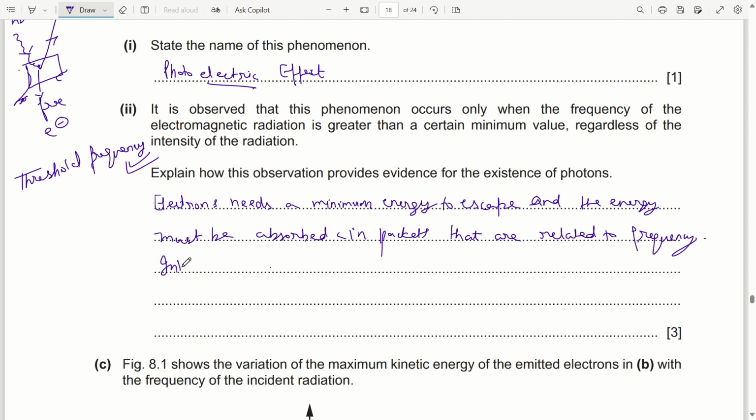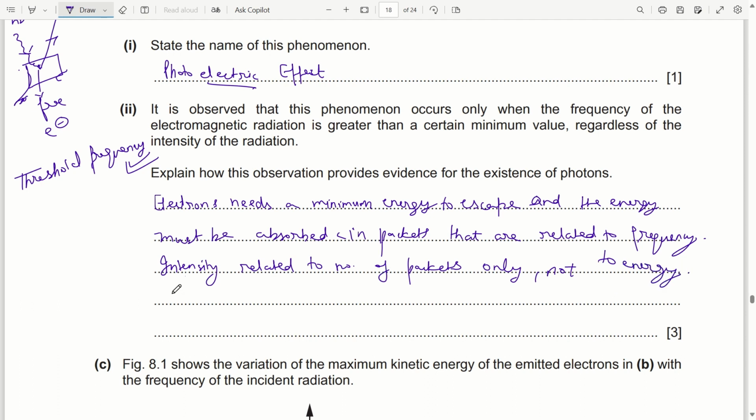Intensity relates to the number of packets. When we increase intensity, we just increase the number of photons emitted by the particular source. So intensity will just increase the number of photons, it will not increase the frequency, or you can say it will not increase the energy. So intensity is related to number of packets only, not to energy.